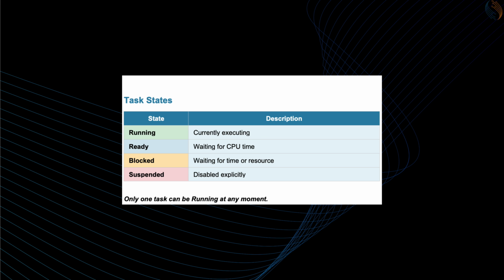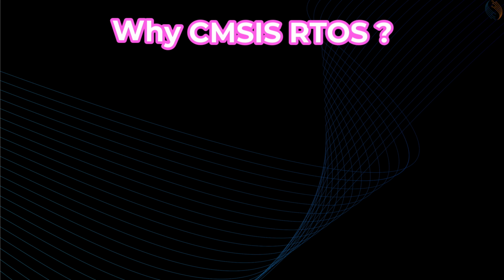The scheduler always picks the highest priority ready task. Blocked tasks are completely skipped. No CPU time is wasted on waiting. Now we understand what an RTOS is and what a task is. But the main question is, where does CMSIS-RTOS come into the picture?